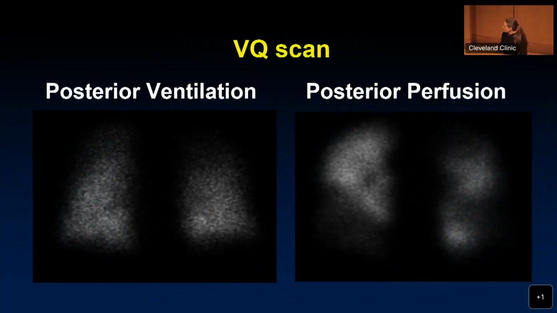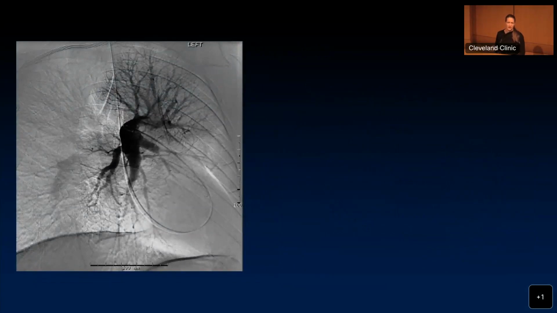So he goes for a VQ scan, and this actually becomes quite helpful. He has pristine, normal ventilation, and on the posterior views here, you can see he's got very large mismatched perfusion defects bilaterally in the right and the left lungs. So at this point, you've got this negative CTPE, you've got severe pulmonary hypertension, but you have a perfusion scan which is quite compelling for segmental or even lobar perfusion defects going on. So what do you do? You get a PEagram.